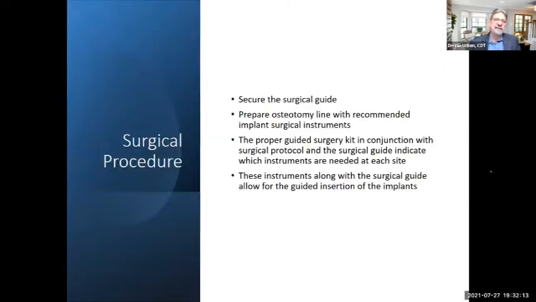So the surgical procedure, first thing we want to do is secure that surgical guide, prepare that osteotomy line with the recommended implant surgical instruments, and then the proper guided surgery kit. In conjunction with the surgical protocol, the surgical guide indicates which instruments are needed at each site. And these instruments, along with the surgical guide, allow for the guided insertion of the implant. So it's very predictable time after time, and it really works out well.